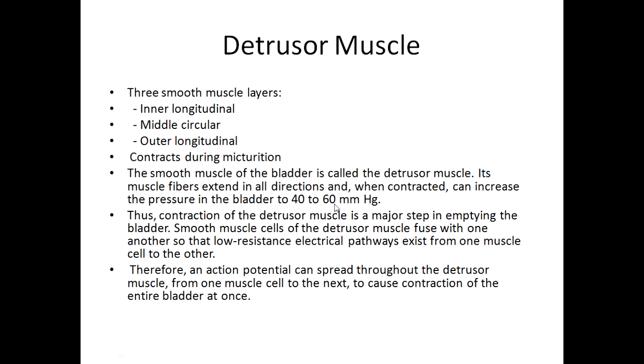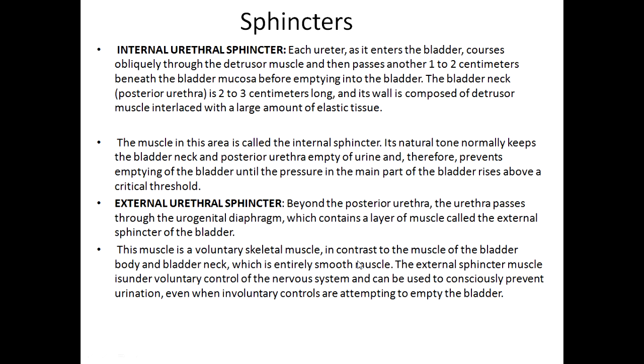It contracts during maturation, and the pressure is 40 to 60 mm of Hg. Understand? Okay. So the contraction of the detrusor muscle is a major step in emptying the bladder. Understand? Right. Now we'll talk about the sphincters. These are very important for holding the urine, and also for avoiding the urine.